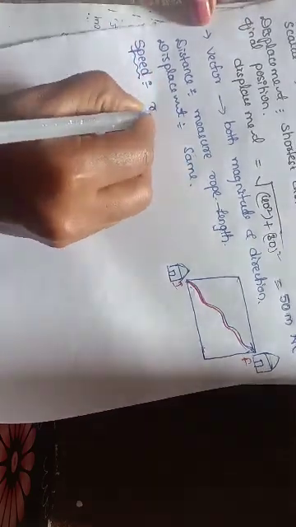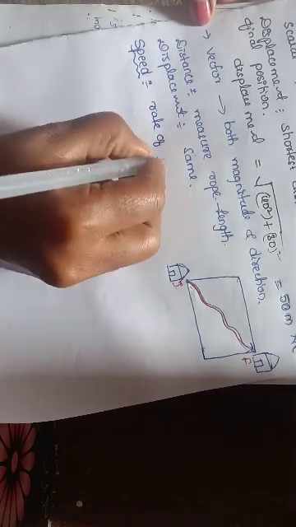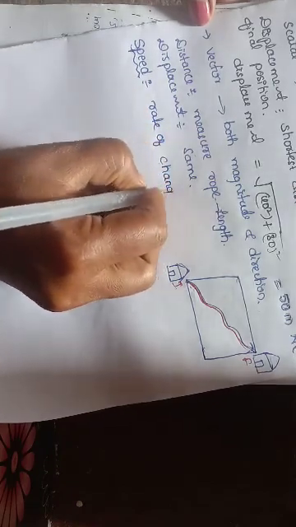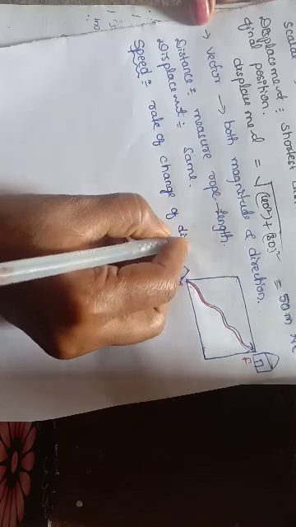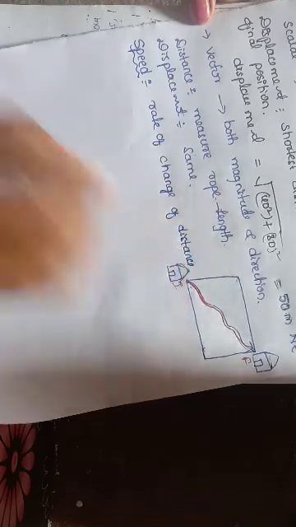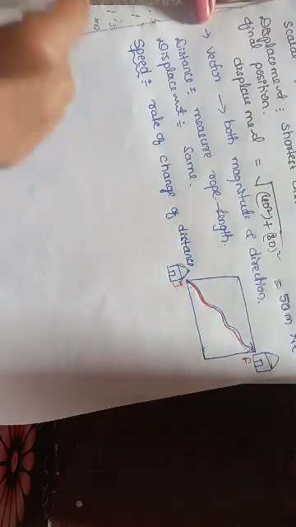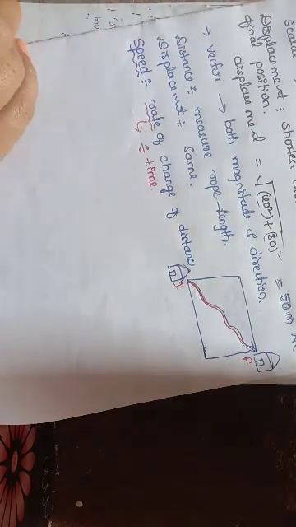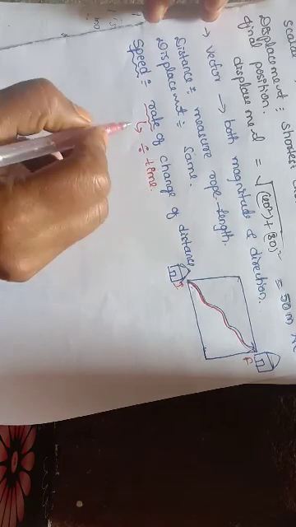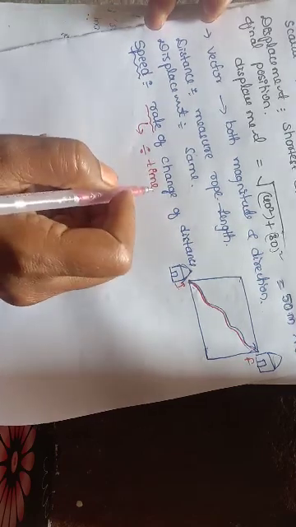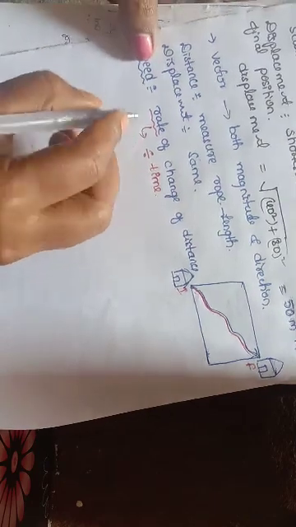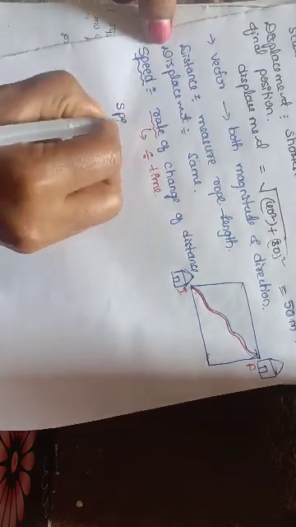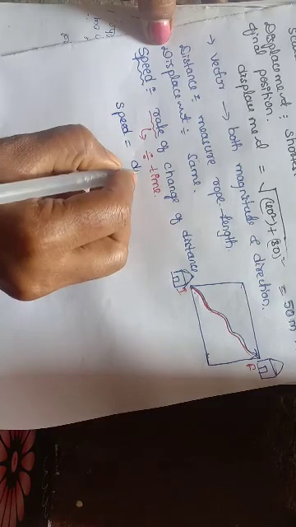Speed, what is speed? Rate of change of distance. Rate is nothing but divided by time. So what is the formula of speed? Speed is equal to distance by time.